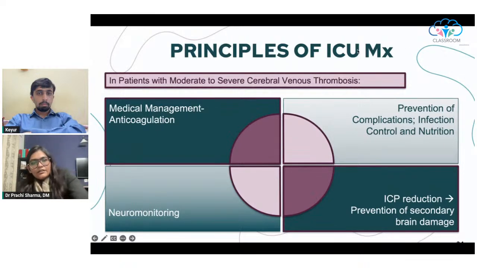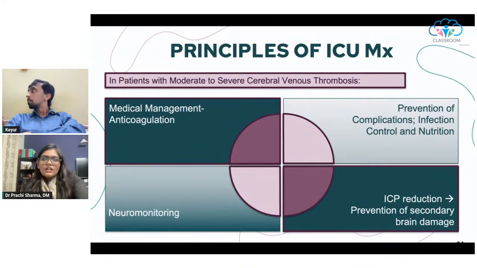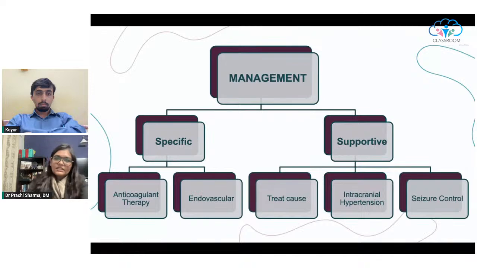So for the principles of ICU management, most commonly the patients who will present to us in the ICU with CVT are those who will have a moderate to severe degree of CVT. So the ICU management principles we'll cover are the medical management. We have to prevent various complications as well as control infection and provide nutrition. I'll also be talking about the various neuromonitoring devices that we can use in these cases. And obviously, as we can understand based on the pathophysiology, ICP reduction is important in these cases.